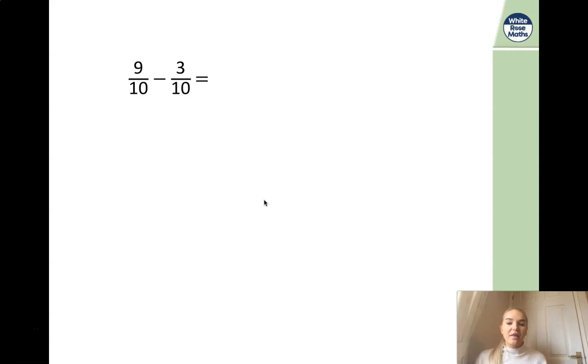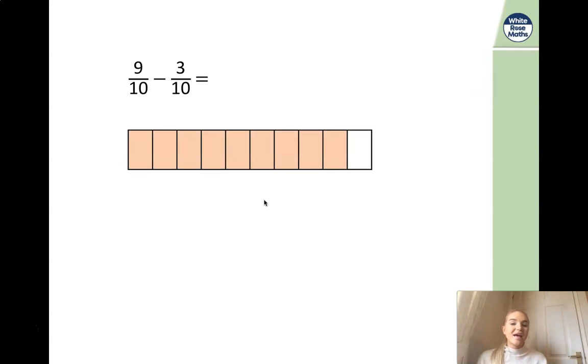So we've got 9/10 subtract 3/10. Now, we can see that our denominator is 10. So we're going to split it into 10 parts. We're also going to find 9/10, and I have shown that using my orange pen here. And I know I'm subtracting 3/10.